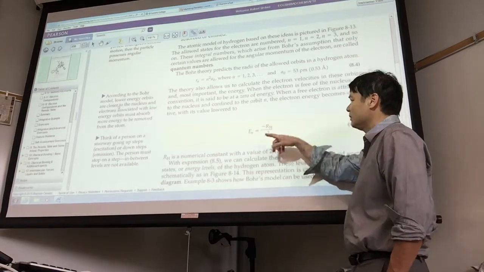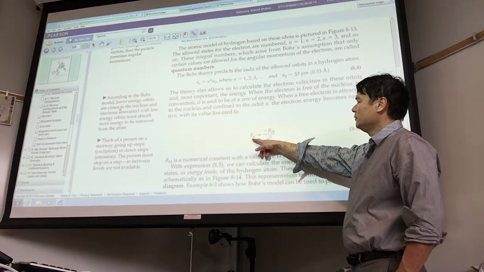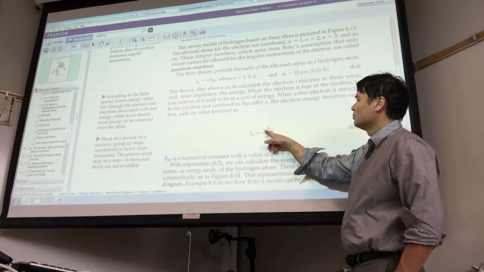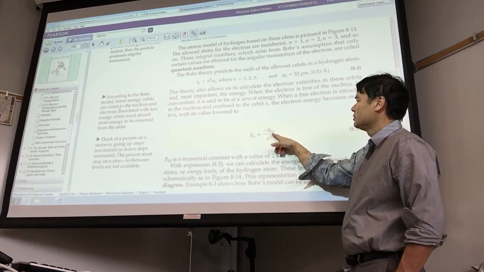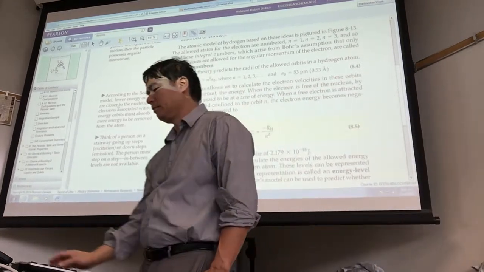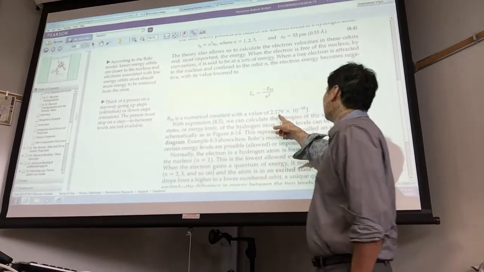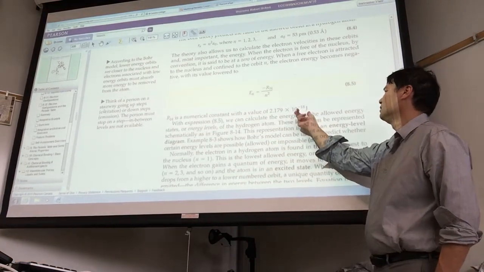And then when a hydrogen atom absorbs or emits light, what happens is we have transitions between these orbits. And the energies can be figured out from physics here. The energy of each orbit is given by this equation, where R sub h is the Rydberg constant, and n is the allowed energy level. R sub h has the energy of 2.179 times 10 to the minus 18 joules.